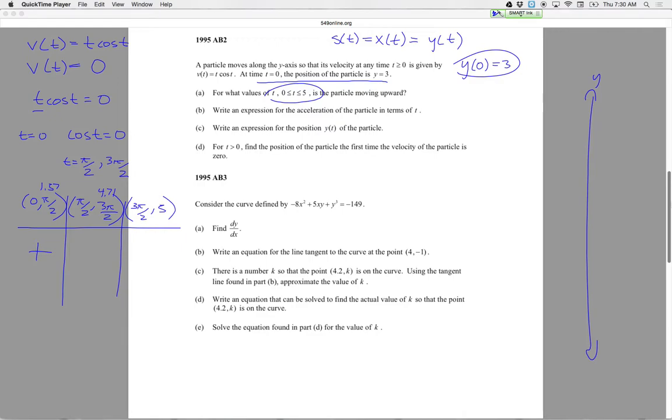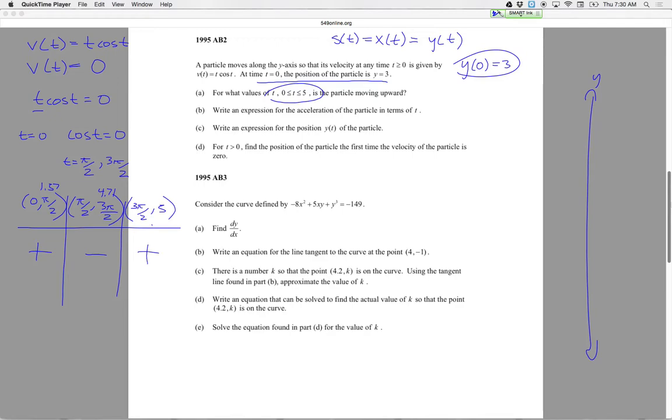Pi over 2 to 3 pi over 2. Give me a value. Pi works. Okay, pi there. Cosine of pi is what? -1, so what's a positive times a negative? There you go. What should the next one be? Positive. Let's see if we're right. Try 7 pi over 4. 7 pi over 4 makes this positive, and positive times a positive is a positive.